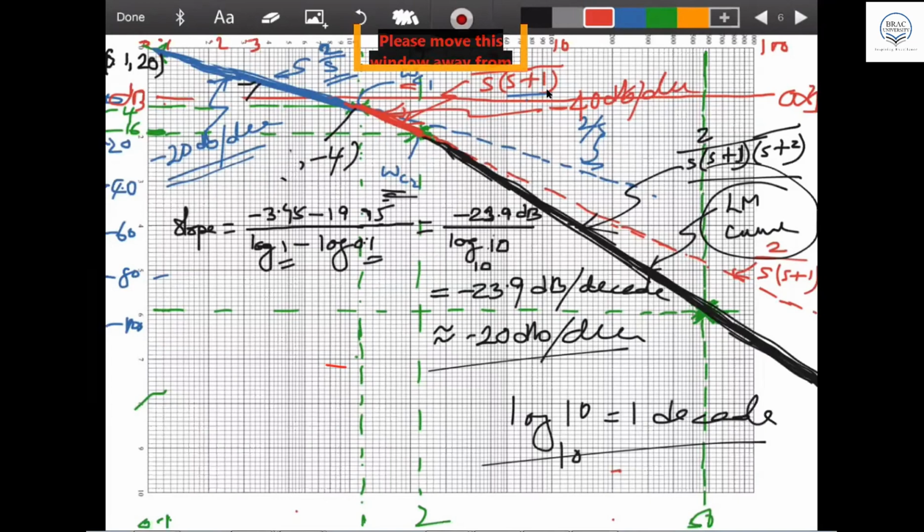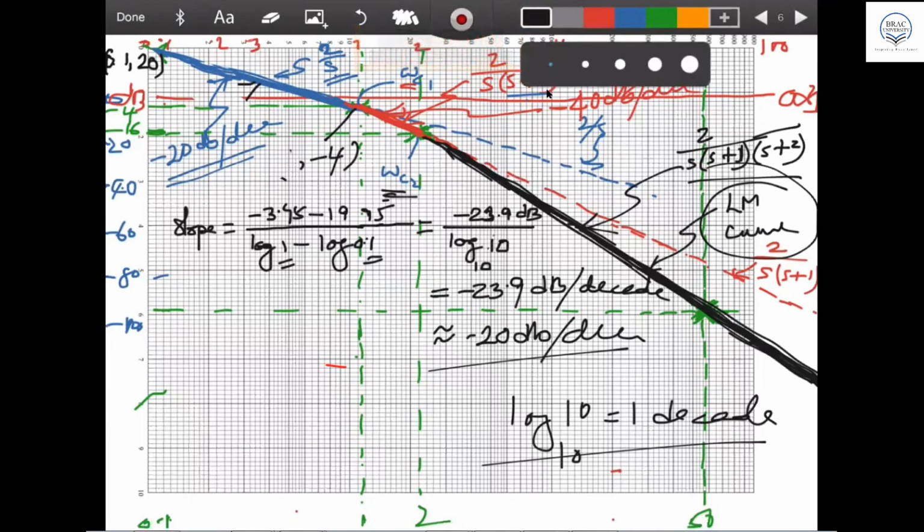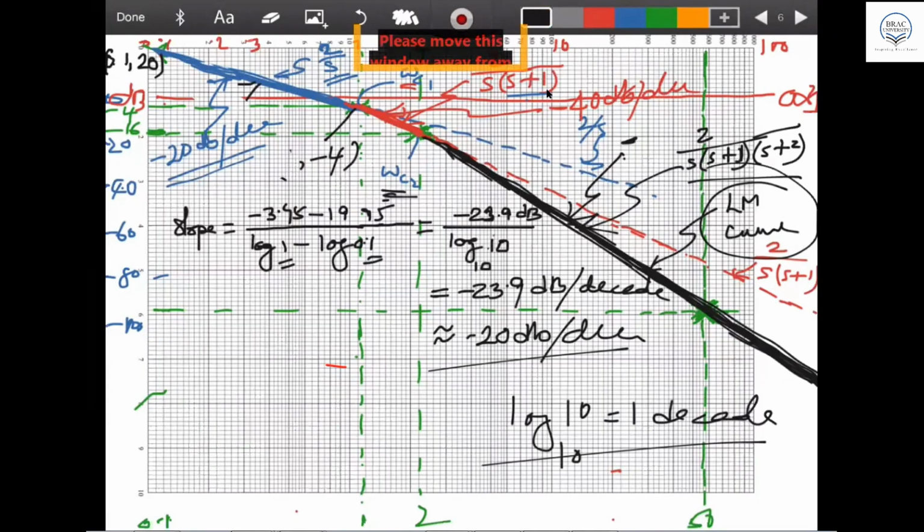And similarly, the black one, if I ask you, open question, what will be the slope of the black one? Can you tell me? Minus what? Anyone? Minus 60 dB per decade. Absolutely correct. I think everybody understood it, because the black one is S plus 1, S plus 2. That means each of them, 20, 20, 20, minus 20, minus 20, minus 20. It will be minus 60 dB per decade. If you calculate, you get something like that, approximately.